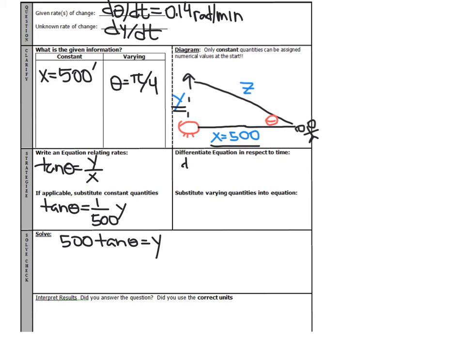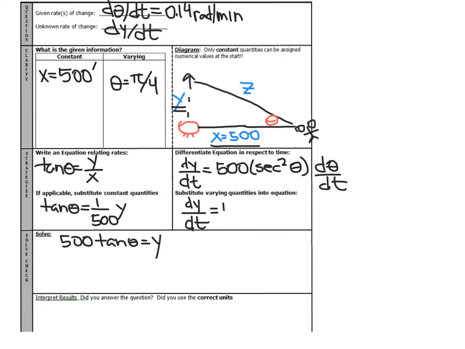So we get dy dt, and it's going to be 500, and we know the derivative of tangent is secant squared theta. Now what values can we substitute that were given to us? Well, we were told, oh, you know what I forgot? I forgot change in theta over change in time. That's probably one of the most common mistakes, just like I made, is remembering to use implicit differentiation. So we want to solve for dy dt.